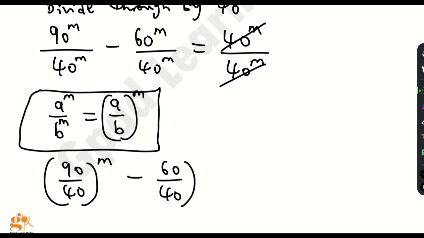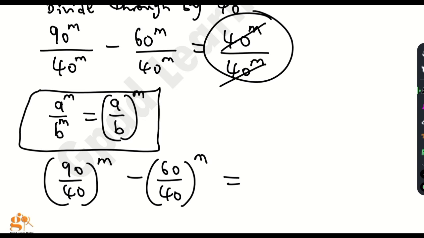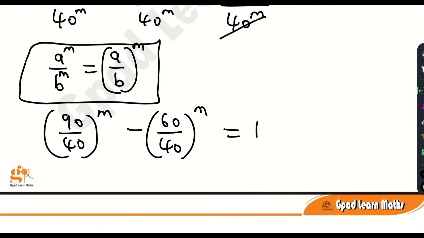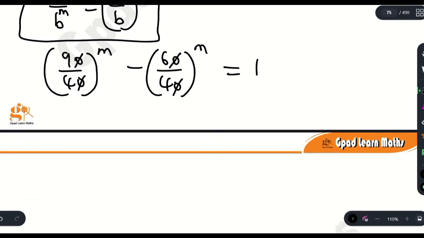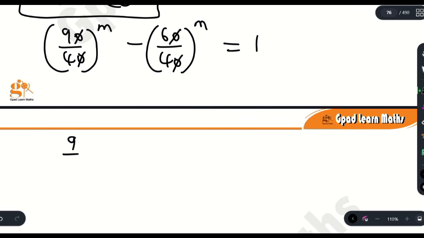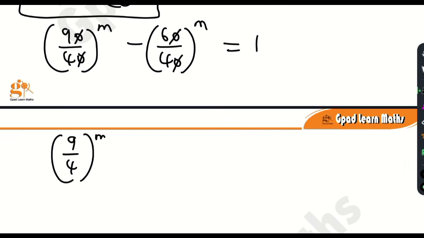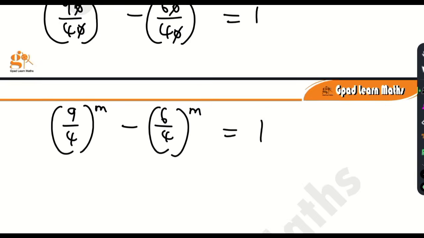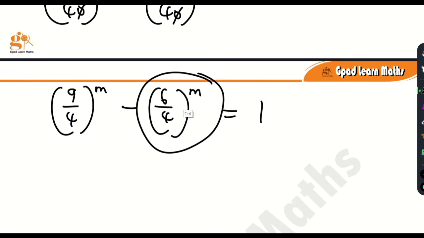Do the same thing here. All raised to the power m is equal to, what do we have here? This is just what? 1. So if I simplify this, 0 cancels 0. Same here. And then I'm going to have 9 over 4 raised to the power m minus 6 over 4 all raised to the power m is equal to 1. What can I do with these numbers in the bracket? Let me start with this middle term first.